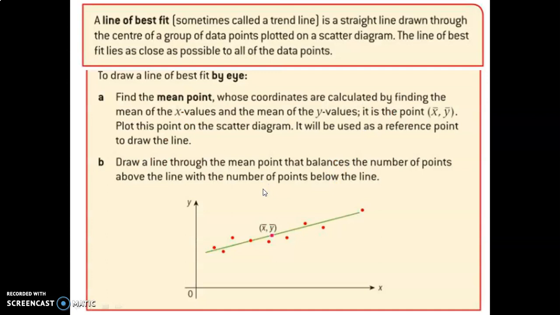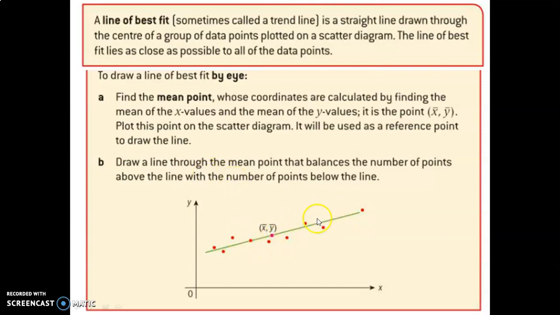In order to help us draw a line of best fit by eye, however, we can do what is called finding the mean point. So let's read the definition of line of best fit first. A line of best fit, sometimes called a trend line, is a straight line drawn through the center of a group of data points plotted on a scatter diagram. The line of best fit lies as close as possible to all the data points. So that's the goal, that the line you draw is as close as possible to all the data.